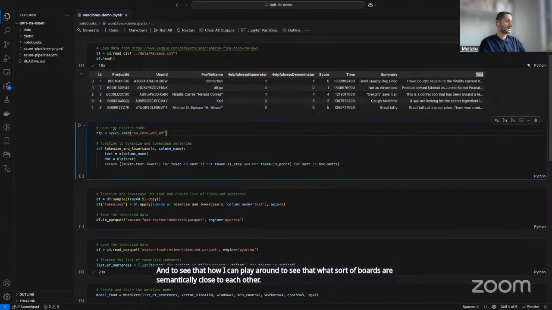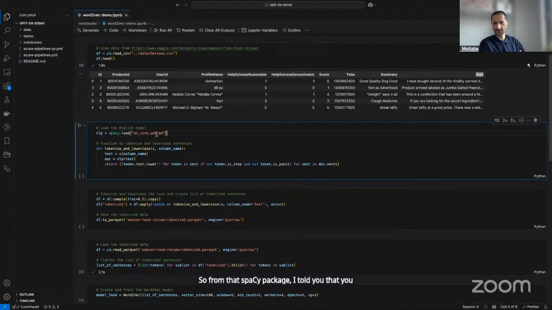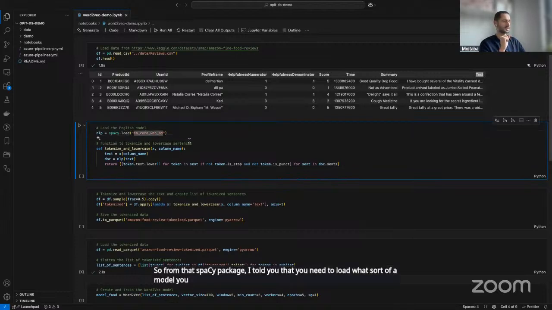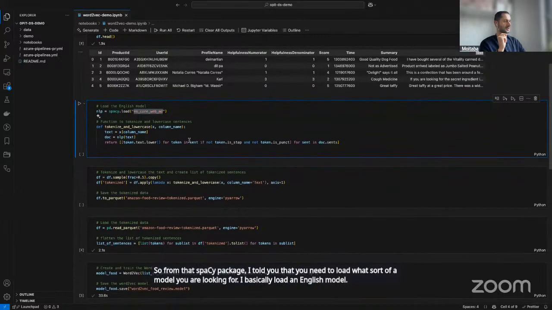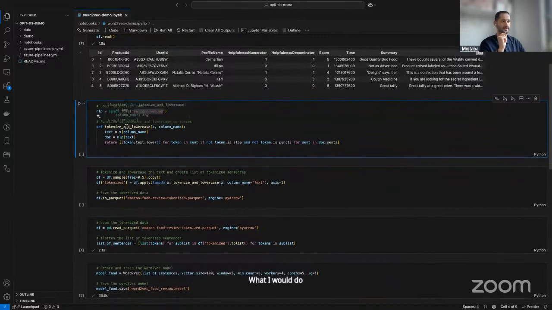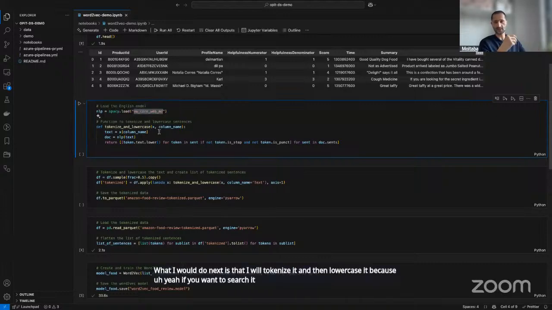So from that spaCy package, I told you that you need to load what sort of a model you're looking for. I basically load an English model. What I would do next is tokenize it and lowercase it, because if you want to search it, then you don't have a problem with lowercase or capital case.